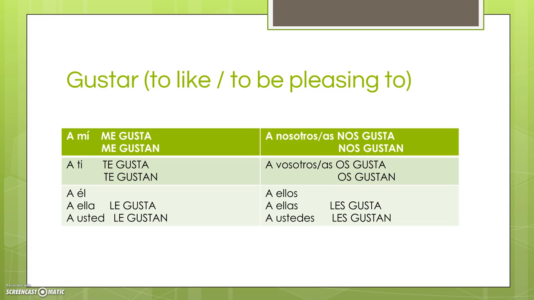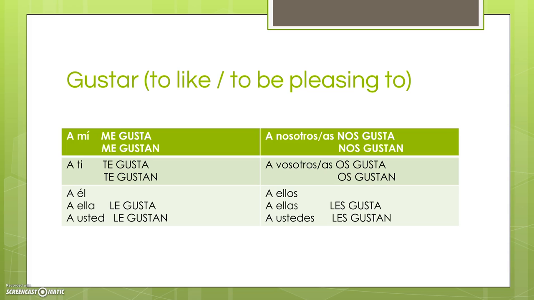So the different forms of gustar, which again means to like or to be pleasing to. We have a mí me gusta or a mí me gustan. So with this, if I was talking about one thing that I liked, I would say a mí me gusta el pan. I like bread. But if I wanted to talk about more than one thing, then I would say me gustan.